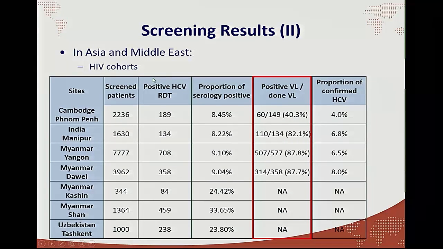The same as for African settings, the proportion of confirmation by viral load is really different: 40% in Cambodia and 87% in India or Myanmar. Different factors could influence the results, but for us, one of the key questions is really the performance of the test in these settings where the tests have not been evaluated.